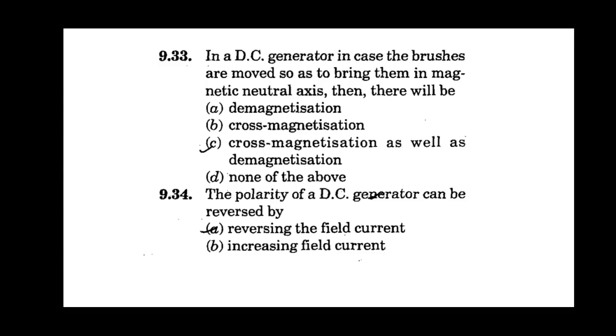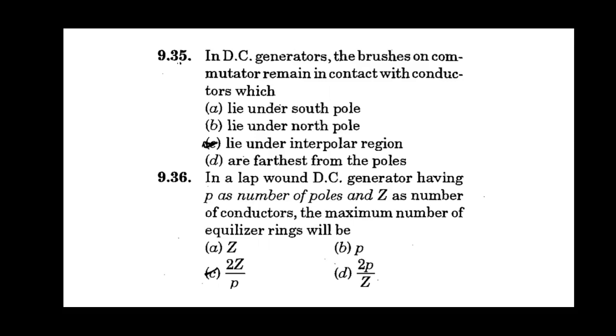In a DC generator, in case the brushes are moved so as to bring them to the magnetic neutral axis, then there will be cross magnetization as well as demagnetization. The polarity of a DC generator can be reversed by reversing the field current. In a DC generator, the brushes on the commutator remain in contact with conductors which lie in the interpole region.